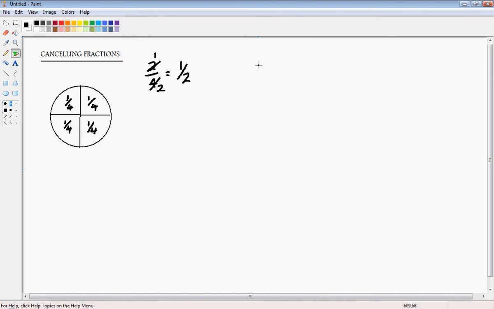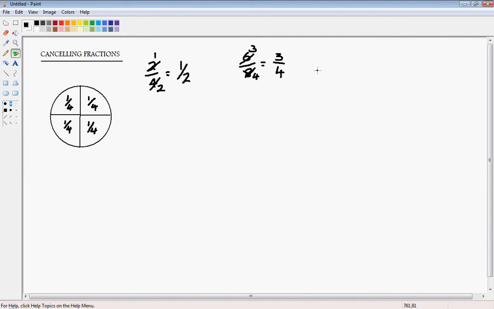So for example, if I've got 6/8, now when I'm cancelling, what I'm doing is seeing is there a number that will go into the top and the bottom. Now I know 2 will go into 6 3 times. I know 2 will go into 8 4 times. So 6/8 is exactly the same as 3/4.